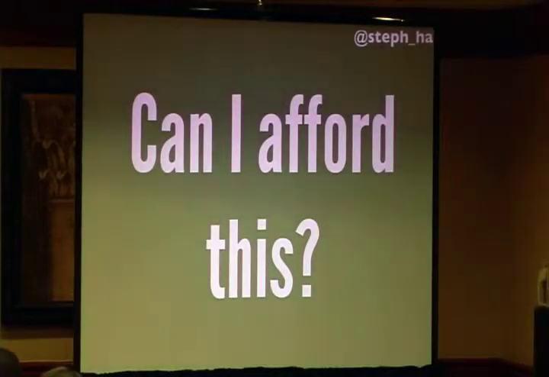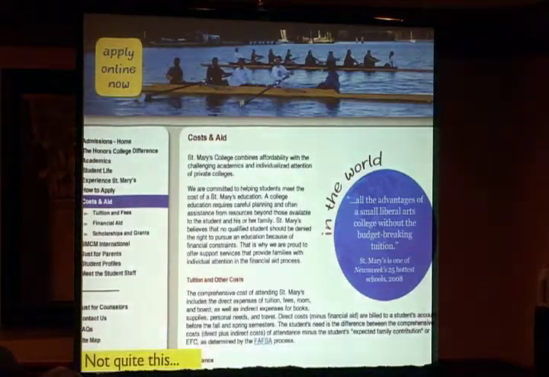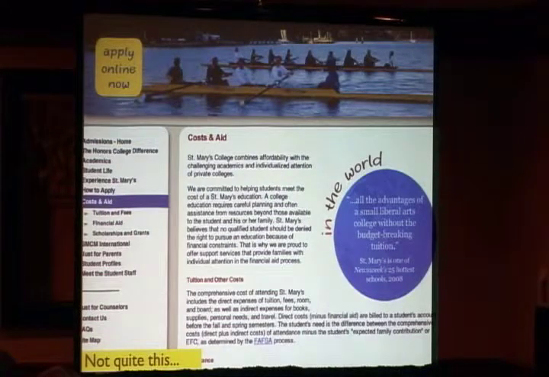Can I afford this? Well, again, something like setting up costs and aid, tuition and fees, financial aid, scholarships and grants. Where do I find if I can afford this? I have to navigate the way that you've constructed the page here and then put pieces together. There's nothing here that really breaks it down in a way that answers that question. I have to do so much work just to find the content. And then when I do find content, it doesn't actually give me answers.